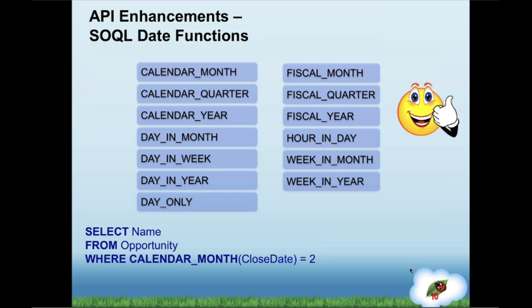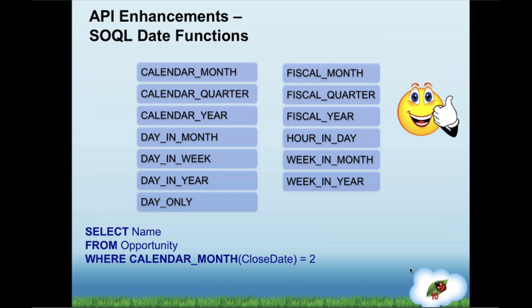The first place I want to start, though, is with some API features that we've added in the spring release around calendar functions. Now, this might seem like, at first, kind of a small thing, but what it does is allow you to simplify your SOQL and let the database do a lot of processing that otherwise you might have to do inside of Apex code, for instance.